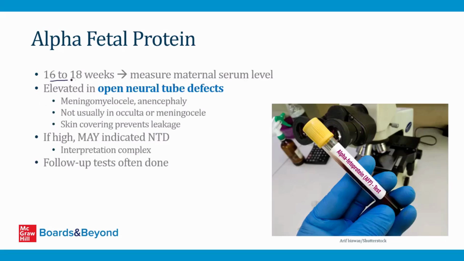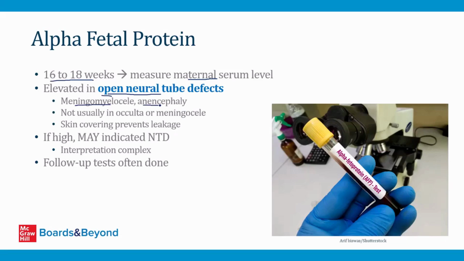So at around 16 to 18 weeks of pregnancy, you can measure the maternal serum level of alpha-fetoprotein by doing a blood test on the mother. And that level can be elevated in women who are pregnant if their fetus has an open neural tube defect. And the key word is open. So the level of AFP can get very high if the baby has a meningomyelocele or anencephaly. Those are the two open neural tube defects we talked about.